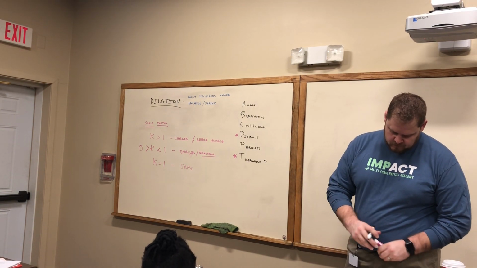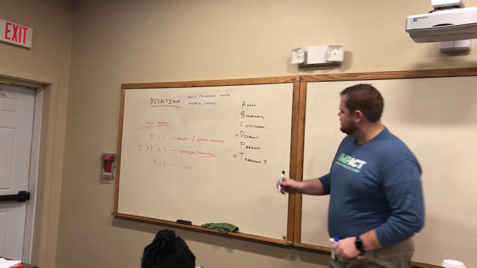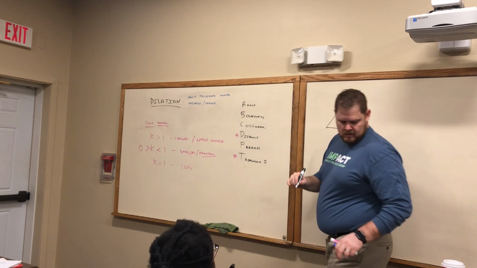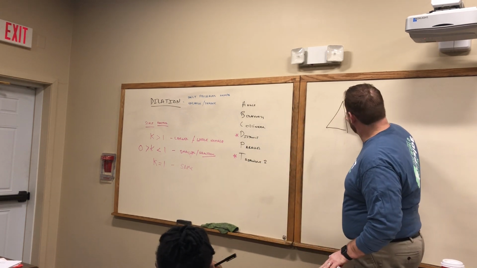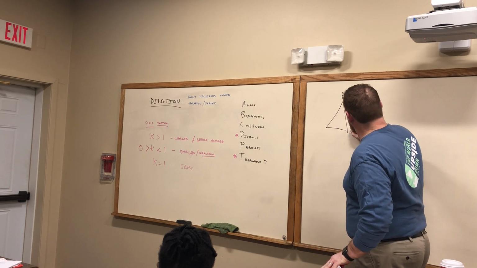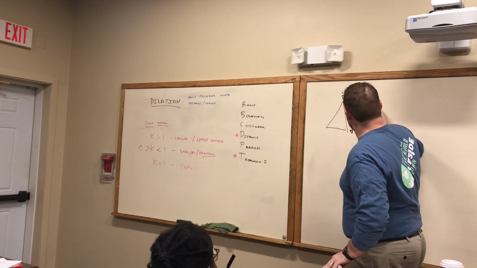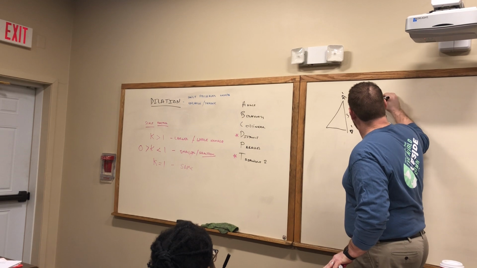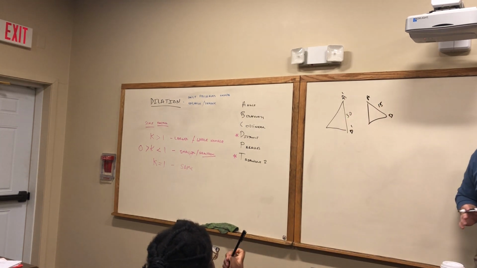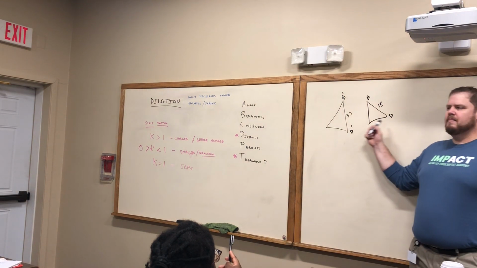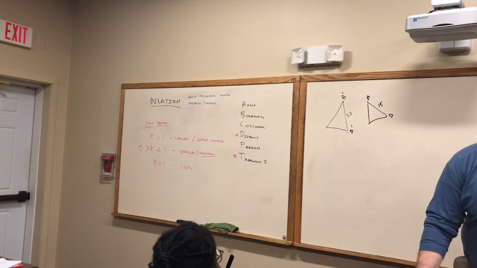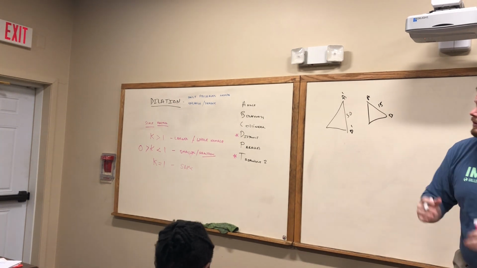So if I have a shape, how do we remember which one's the new shape and which one's the old shape? Which one's the pre-image and which one's the image? Pre-image, image, right? Okay, so if it has tick marks, it's the new image, right?